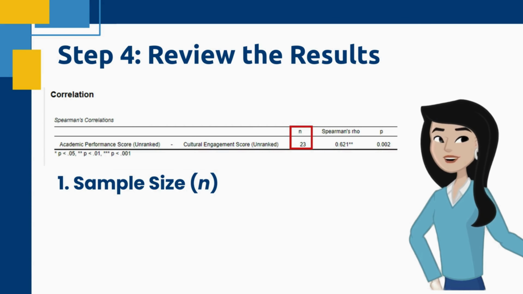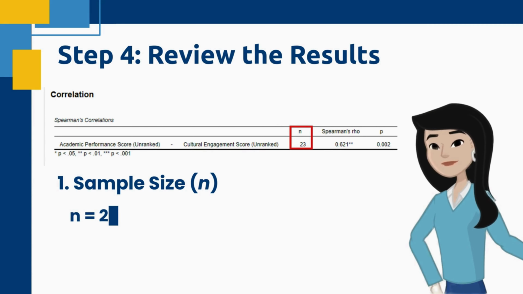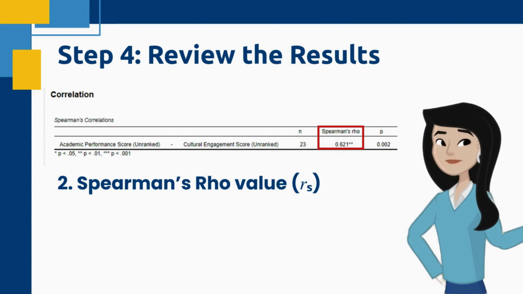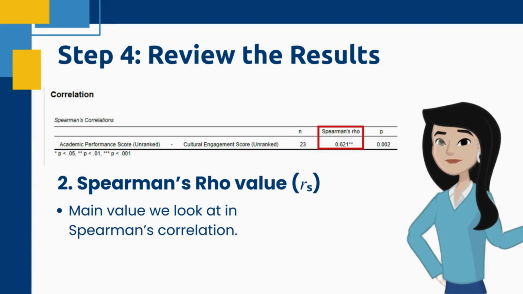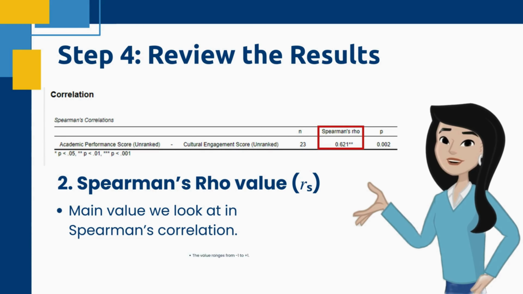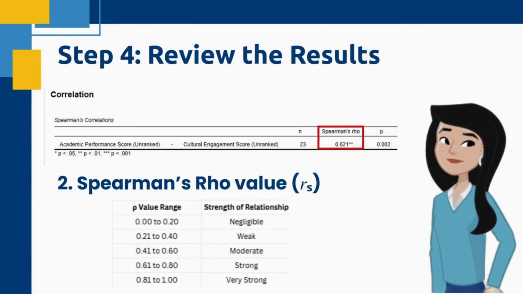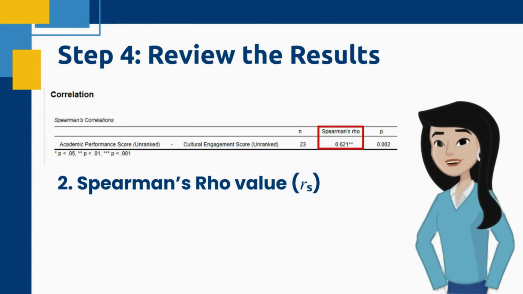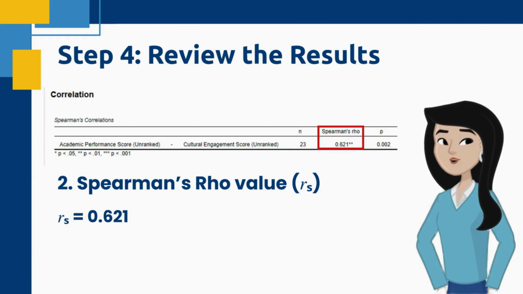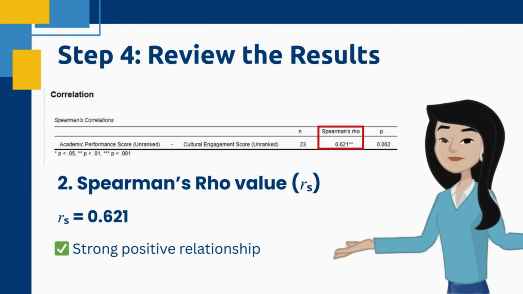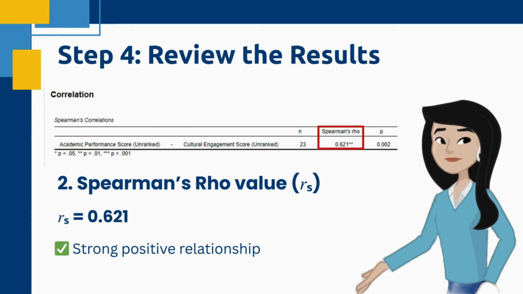1. Sample size, n. In our case, n equals 23, which is a decent sample size for reliable results. 2. Spearman's rho. This is the main value we're looking at. It shows the strength and direction of the relationship, ranging from -1 to +1. Here's a quick guide. In our case, rho value equals 0.621, which means a strong positive relationship. As cultural engagement goes up, academic performance tends to go up too.